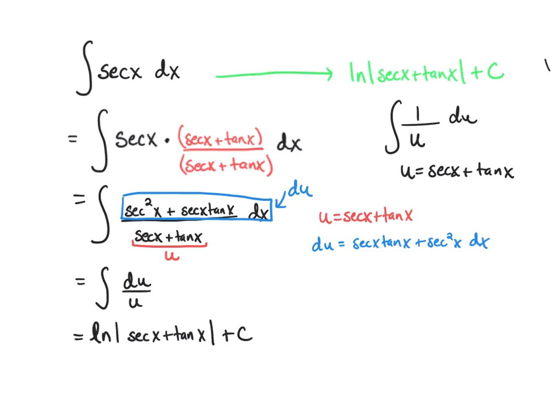So again, this is kind of a weird little trick, and reverse engineering it is the only way that I would have known that that's what we need to do. It's a very similar approach with cosecant of x, but I believe that you're going to multiply by cosecant plus cotangent instead, and that will give you a similar setup and lead you to the answer that's given in the notes.